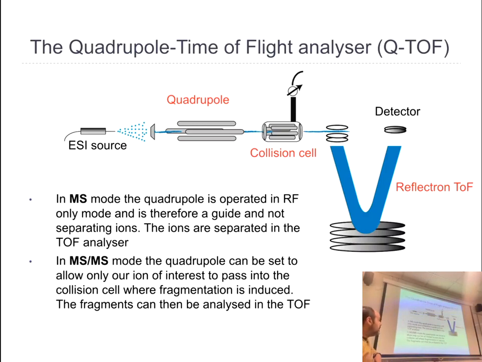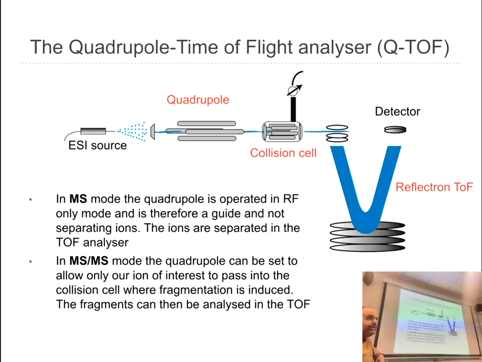Or you can switch to MSMS mode, where basically you say, okay, I want you to select a particular mass to charge region, fragment that, and then analyze the fragments using the time of flight.